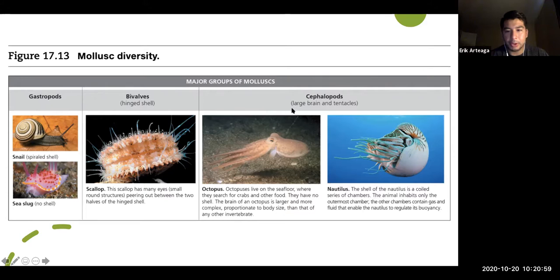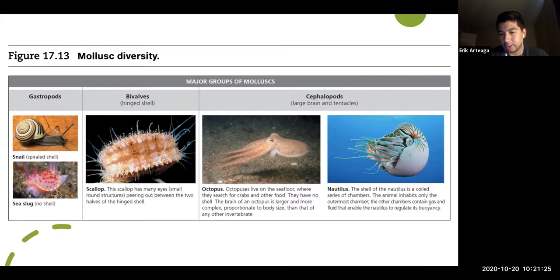Okay. We also have cephalopods, which are typically very intelligent organisms. So octopus, again, very intelligent, very highly developed in terms of brain function. So they live on the seafloor where they search for crabs and other food. They have no shell. The brain of an octopus is larger and more complex, proportionate to the body size, than that of any other invertebrate.